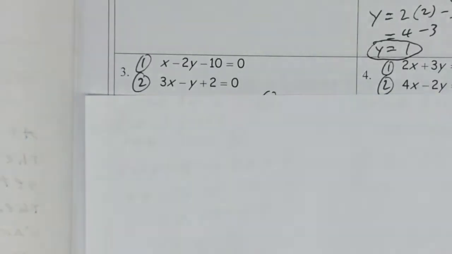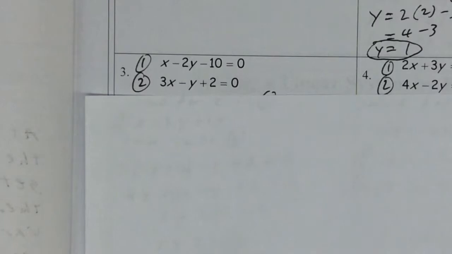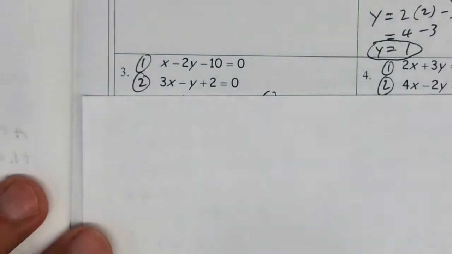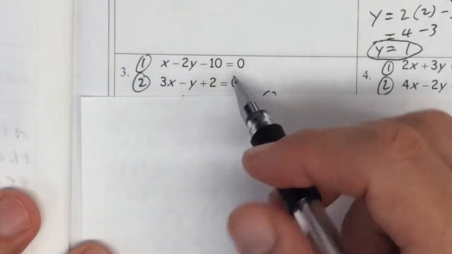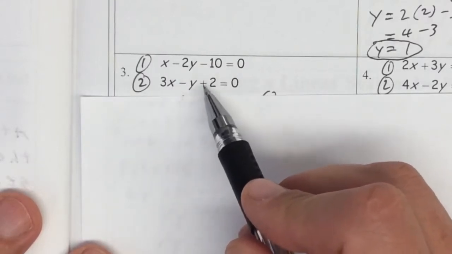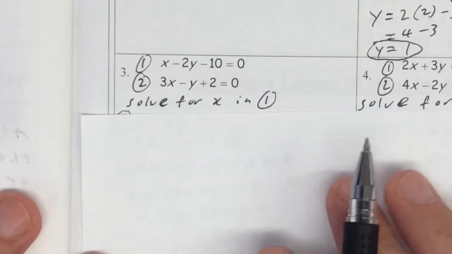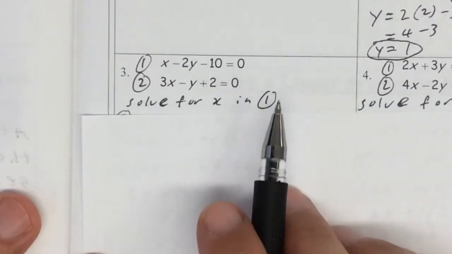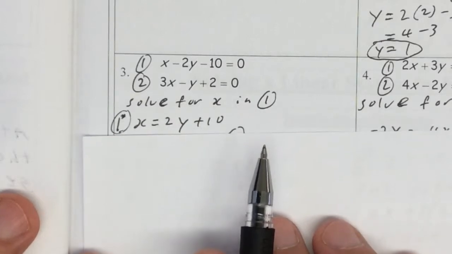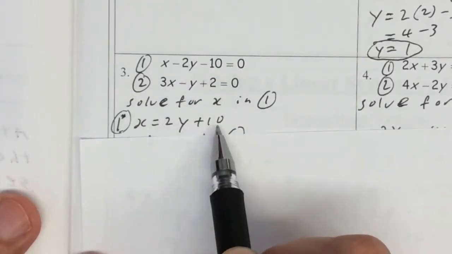So x minus 2y minus 10 equals 0 is an equation in standard form, and so is the second one. So the first one I can solve for x, or the second one I can solve for y to make it easier. Okay? So I'm going to solve for x in the first one. So I rearrange equation 1, and I get x equals 2y plus 10.